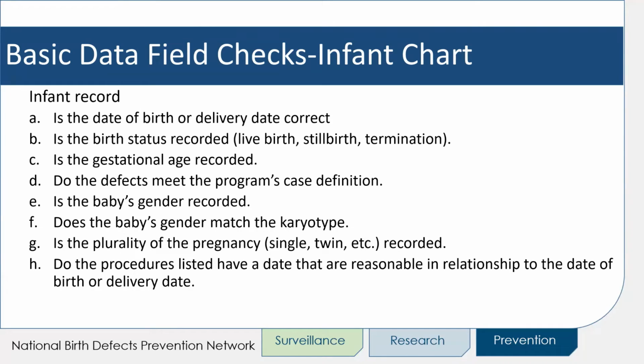Is the gestational age recorded? Do the defects meet the program's case definition? Is the baby's gender recorded? Does the baby's gender match the karyotype? Is the plurality of the pregnancy, single, twin, or etc., recorded? Do the procedures listed have a date that is reasonable in relationship to the date of birth or delivery date?